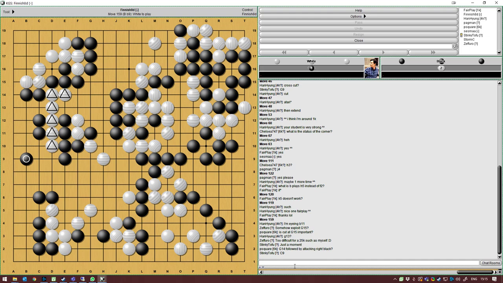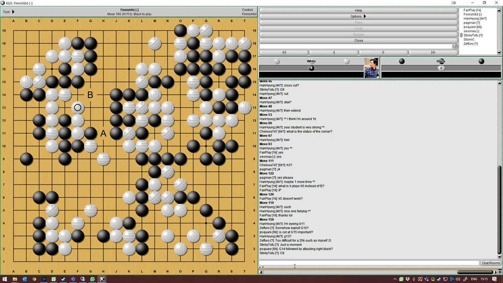We need to use all the resources. So what I'm simplifying is simply this one. First, let's confirm this is sente. Because what has this atari? And what has this peep? So if we play here and white ataris, we are connected. You may feel like this move is not doing much, but we're going to see that this is just the first step.